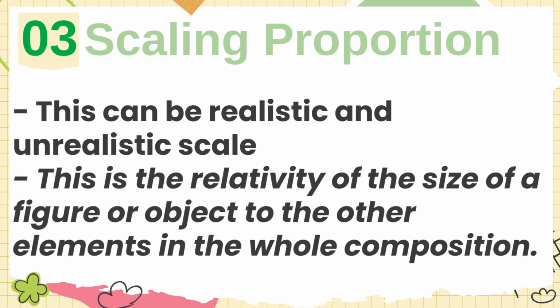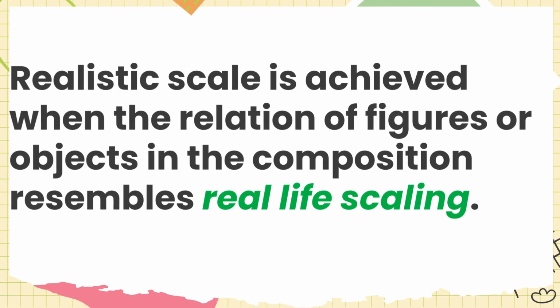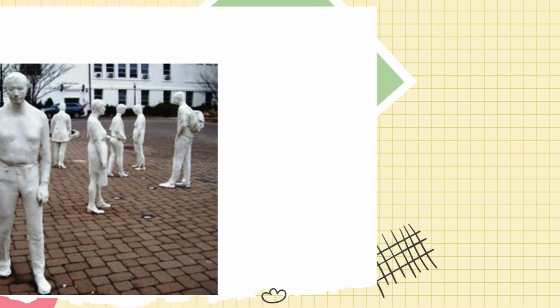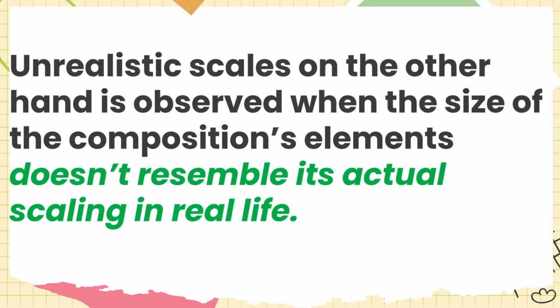Scaling proportion. This can be realistic and unrealistic scale. This is the relativity of the size of a figure or object to the other elements in the whole composition. Realistic scale is achieved when the relation of figures or objects in the composition resembles real-life scaling. Unrealistic scale, on the other hand, is observed when the size of the composition's elements doesn't resemble its actual scaling in real life.